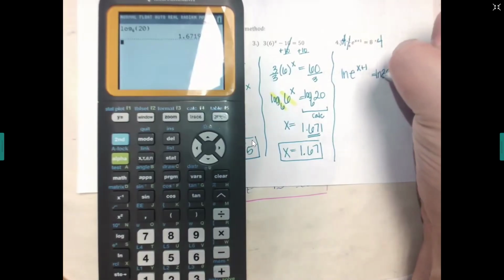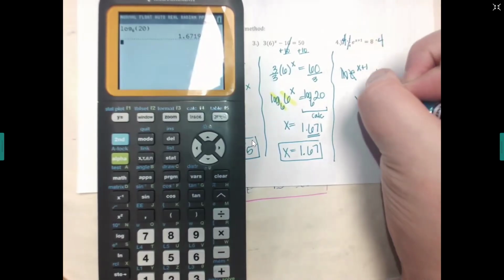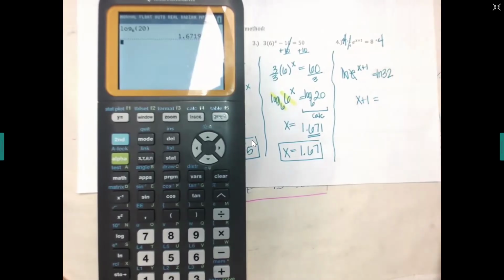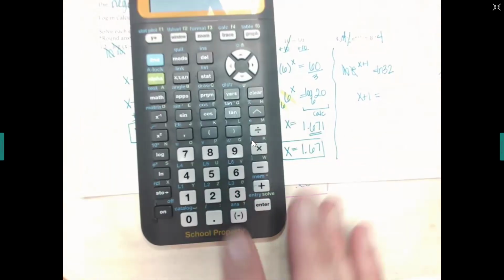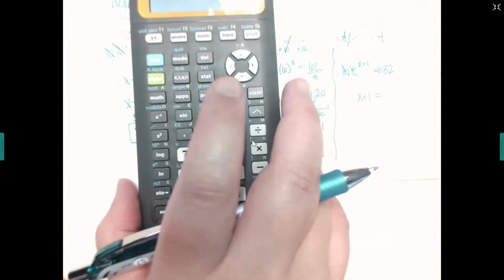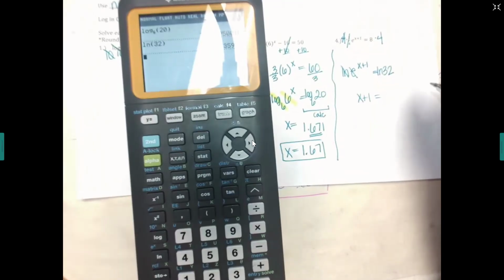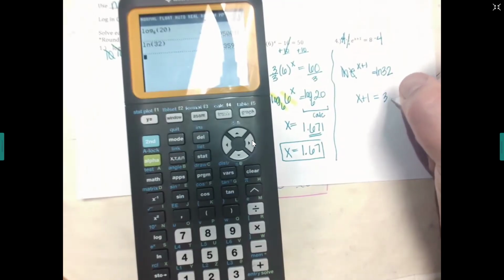Okay, remember that you do have a shortcut for the ln button. It's kind of down by the 4 on the keyboard. So I'm going to find the ln of 32. I got 3.465.